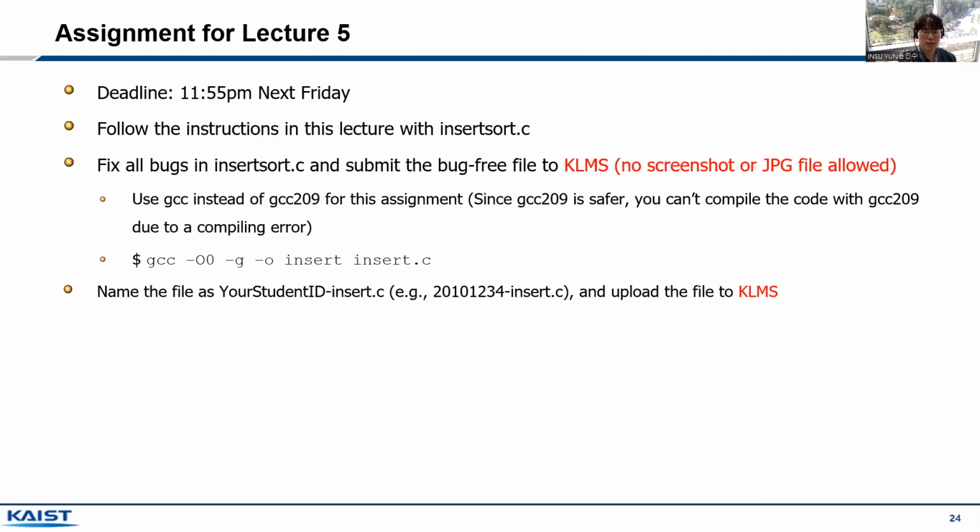For this assignment, you need to use GCC instead of GCC209. The reason is that GCC209 is much safer. Because of that, you cannot even compile the code with GCC209 due to a compilation error. So for this debugging example, you cannot do it with GCC209. Please name the file with your student ID, insert.c, and please upload it to KLMS. That's what you need to do.